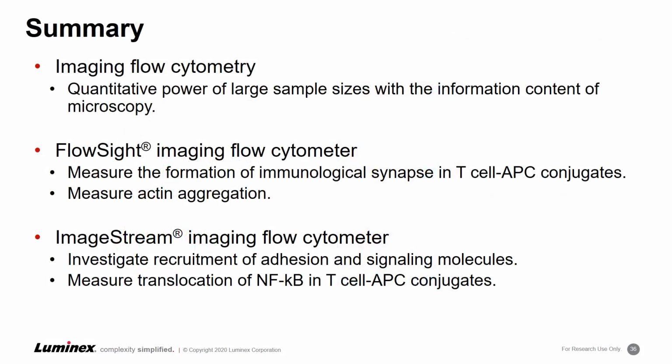To summarize the talk, imaging flow cytometry has the quantitative power of large sample sizes with the information content of microscopy, and it enables applications that can't be performed by flow cytometry or microscopy alone. In the flow cytometry examples, we showed how you can measure the formation of immune synapse in T cell APC conjugates, as well as measuring actin aggregation. For the ImageStream studies, where you really needed higher magnification, so we used 60x magnification, we investigated the recruitment of adhesion and signaling molecules to the immune synapse, as well as measuring translocation of NF-kappa B in T cell APC conjugates.